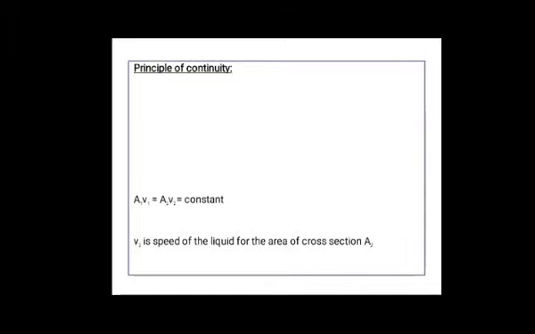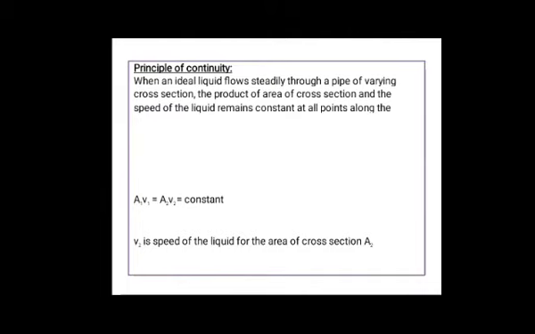Now let us see the principle of continuity. When an ideal liquid flows steadily through a pipe of varying cross section, the product of area of cross section and the speed of the liquid remains constant at all points along the pipe. So what is principle of continuity? When an ideal liquid flows steadily through a pipe of varying cross section, the product of area of cross section and speed of the liquid remains constant.